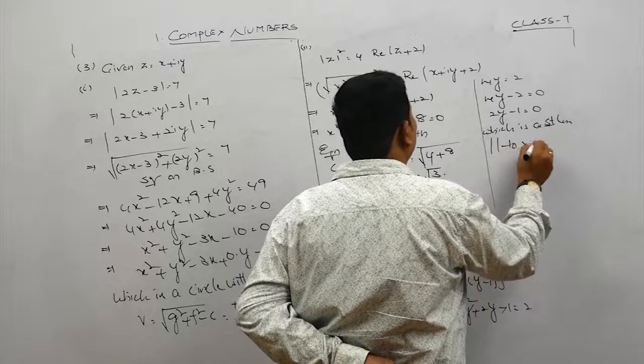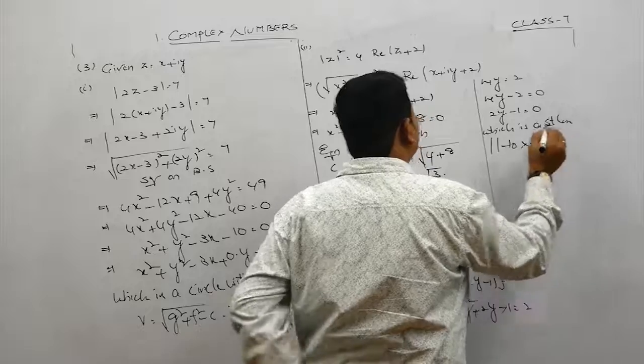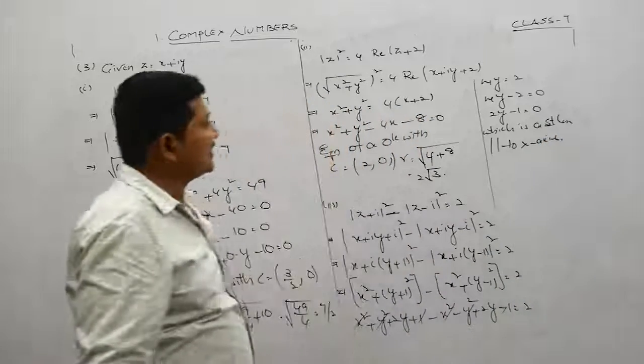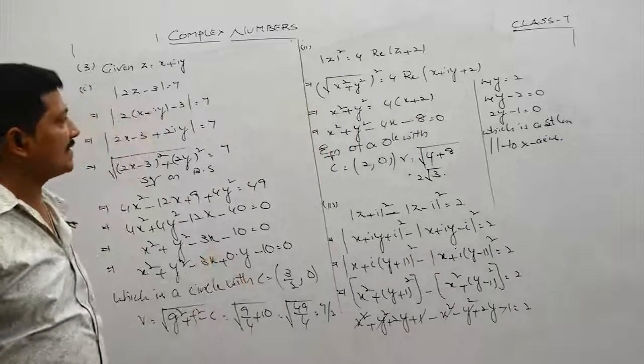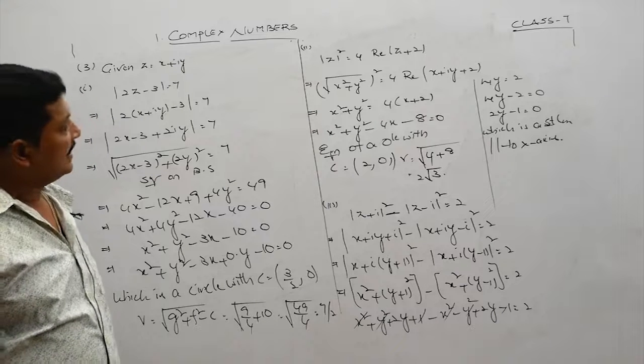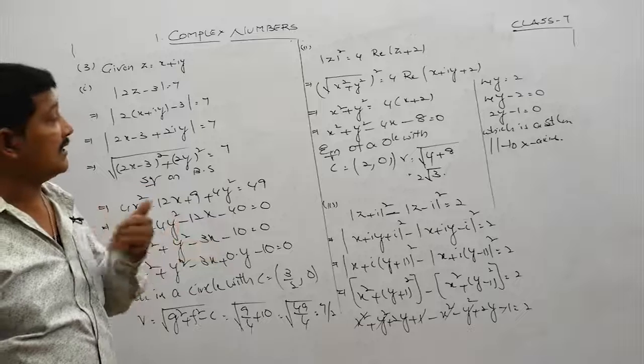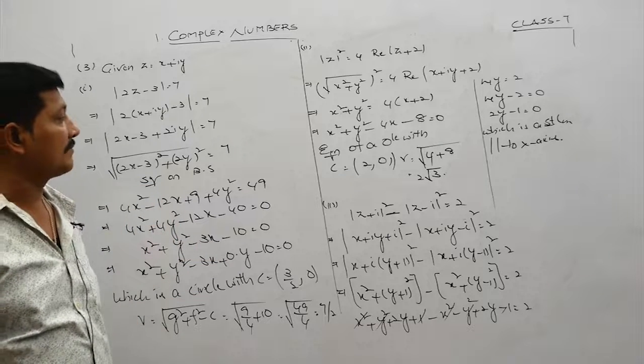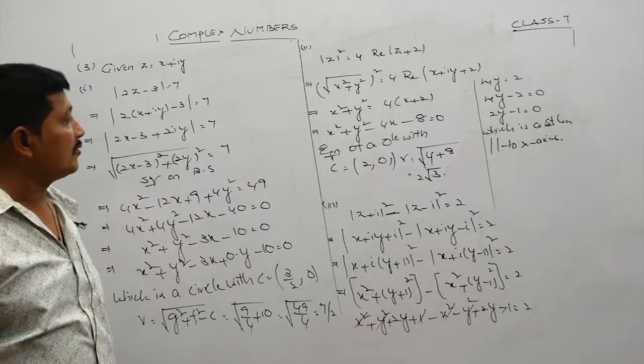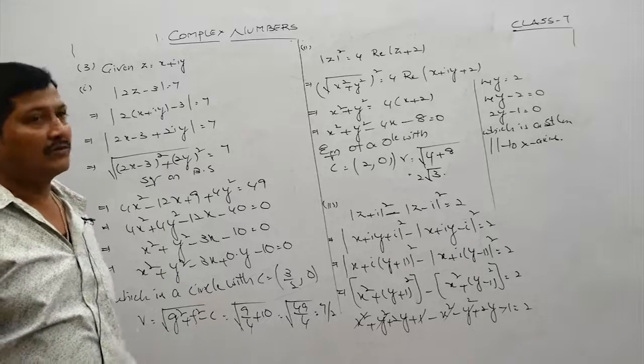parallel to x-axis. Just now equation of x-axis y is equal to 0, equation of y-axis x is equal to 0, equation of the line parallel to x-axis is y is equal to k, equation of the line parallel to y-axis is x is equal to k.